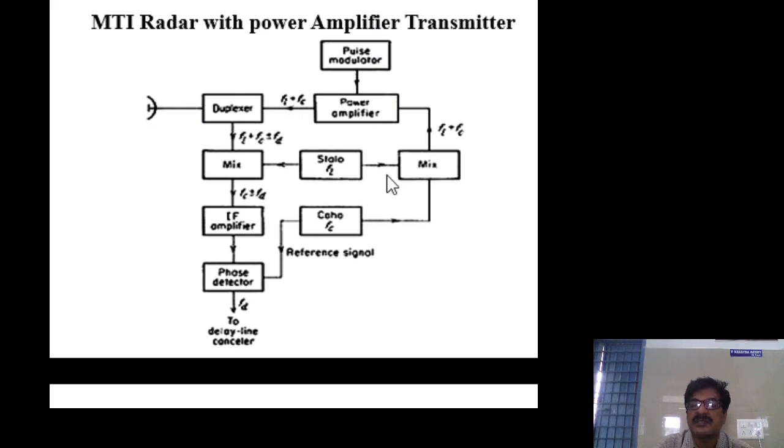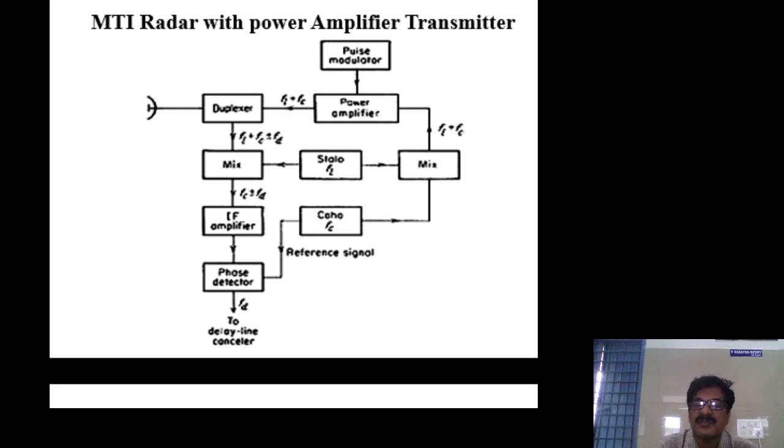Of course, some blocks are connected to both transmitter and receiver. That is the mixer, and these are the two types of oscillators. One is the COHO oscillator and another one is the STALO oscillator, but their full names are coherent oscillator, which is a very stable oscillator, and stable local oscillator.